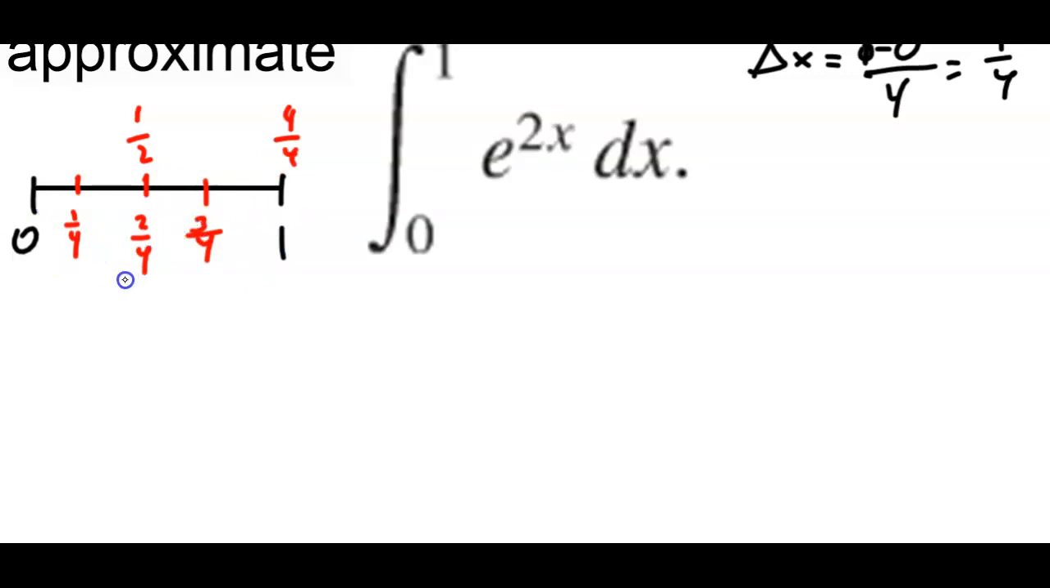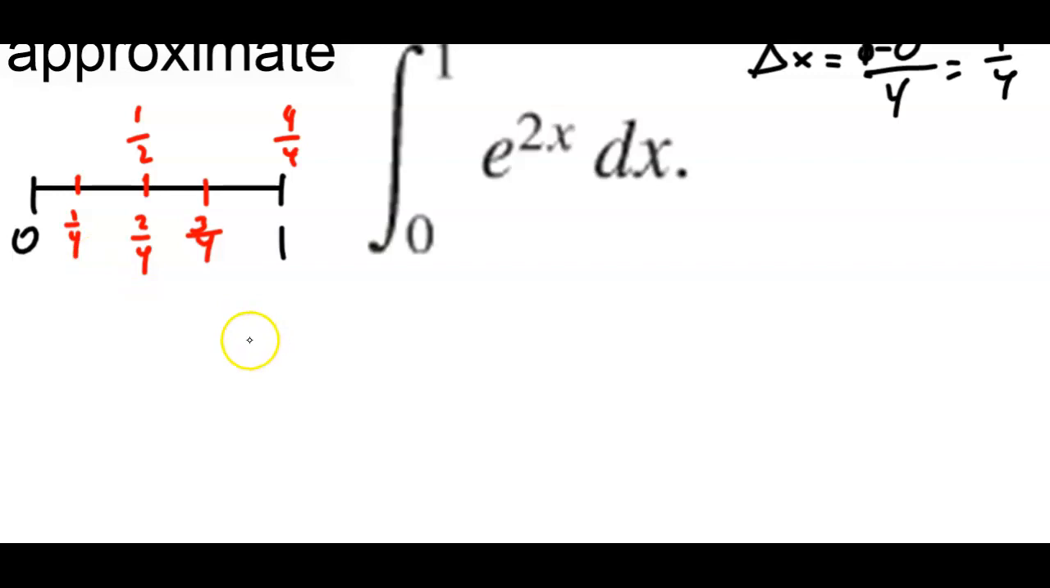Now unlike the left Riemann sum, or right Riemann sum, where we would only use these 4, from here over to this one, and even the middle Riemann sum, where we would use the midpoints, the eighths, we're not going to do that here. We're going to use each one. But here's how you write it out.